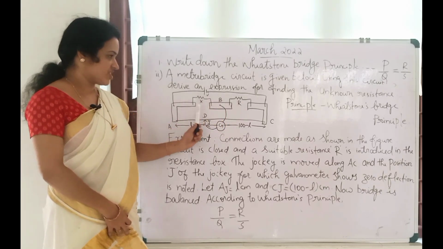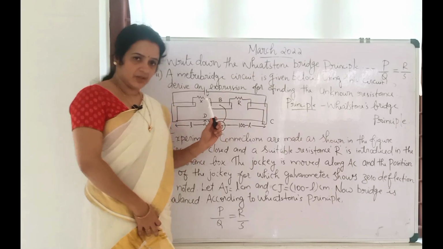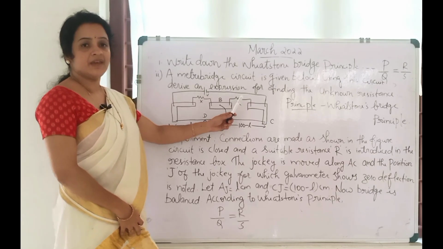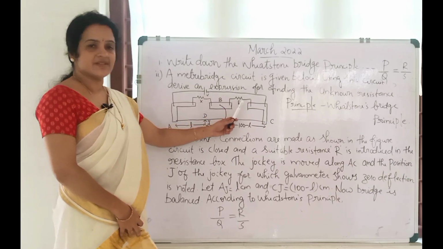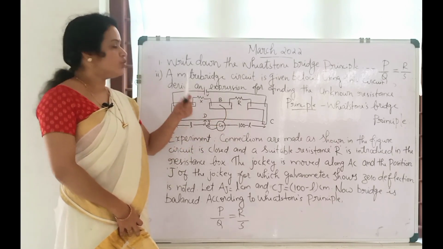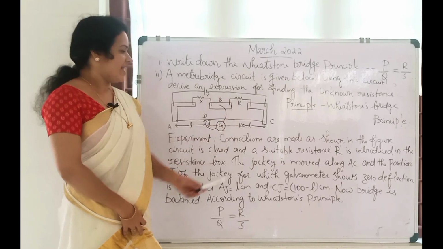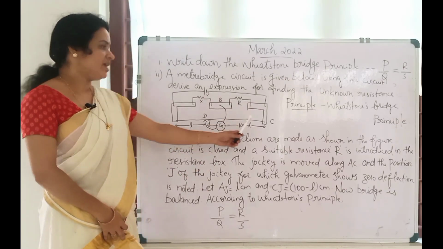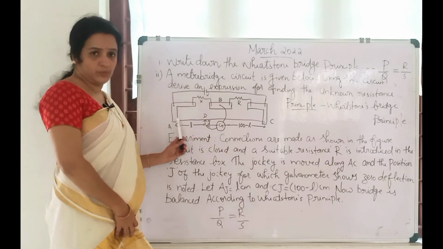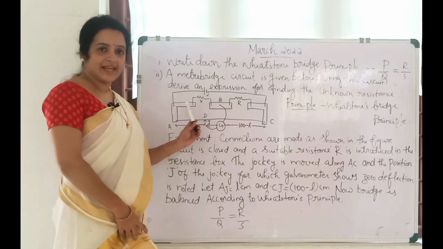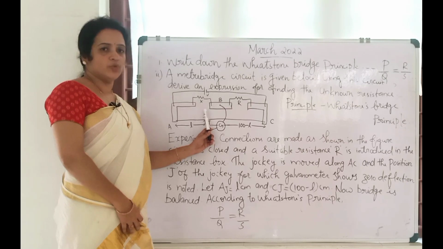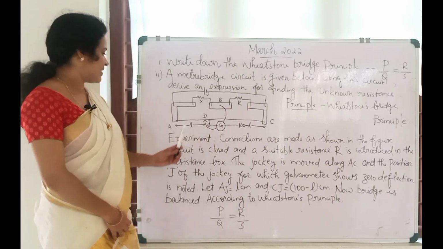And how will we do the experiment? First of all, we have to make the connections as shown in the figure. After that we will close the circuit and introduce a known resistance, that is a small resistance from the resistance box, that is from R. Then we have to move the jockey until we get a zero deflection in the galvanometer. Whenever we move the jockey, we can see the deflection in the galvanometer. And when it shows 0, then you can stop moving and take the measurements.